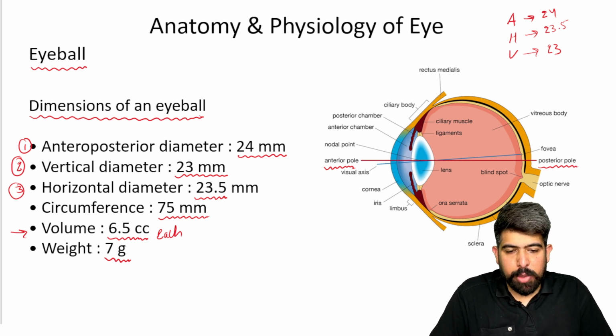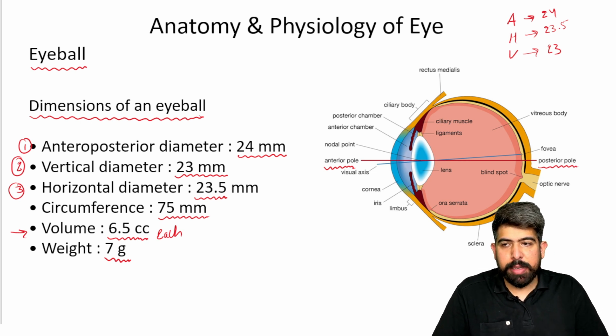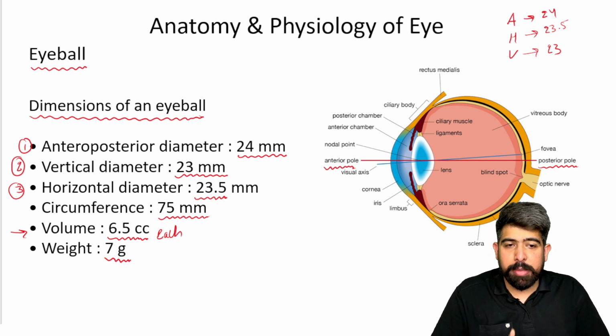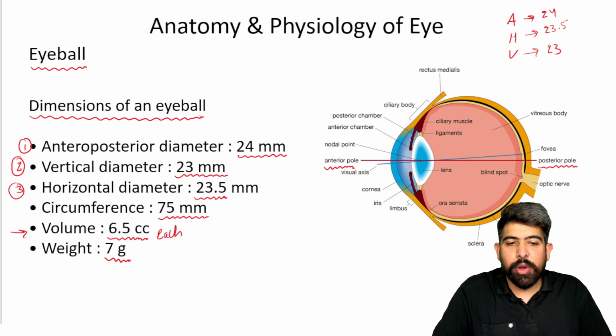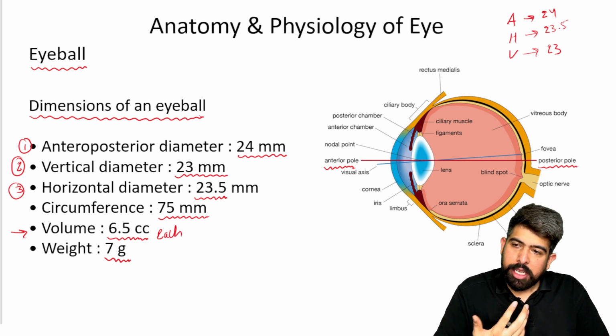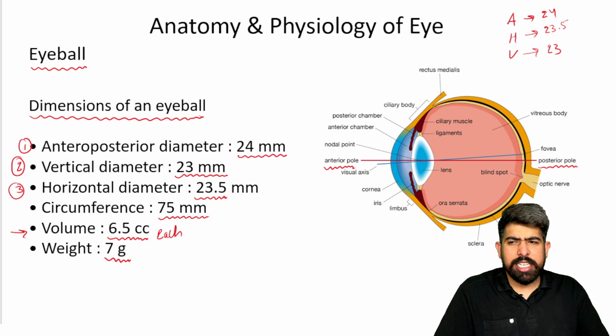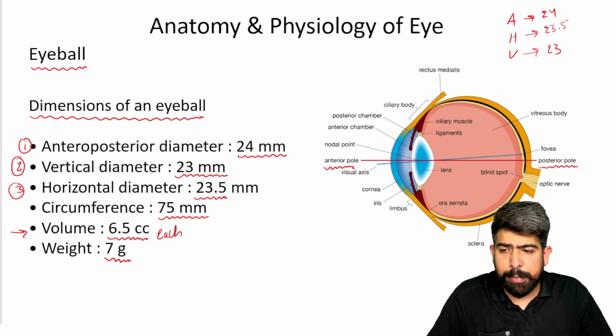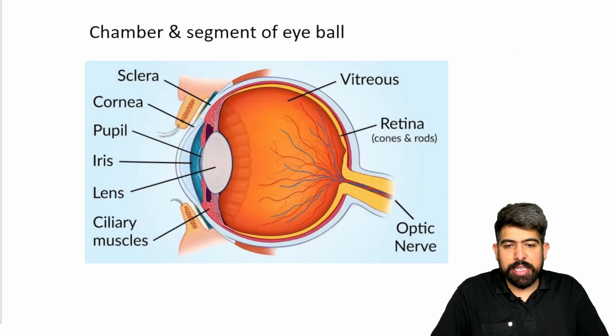Perfect. Okay, the diameters will be easy for you to remember, right? Very good. Quite easy. Just remember the mnemonic AHV, so it will be easy for you to remember this. And although it's quite easy, 6.5 cc is the volume of the eyeball. And if we're talking about the weight, it will be near 7 gram. Okay, let's move forward to the next.